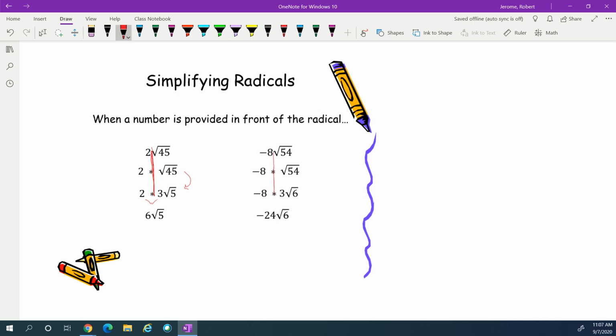We ignored the negative 8 for just a minute and simplified the square root of 54. So the square root of 54, and you can break this down however you want. That's a 9 times a 6, which is 3 times 3, and the 6 is 3 times 2. That gives me 3 on the outside, and on the inside, the 3 and the 2 have to stay. So I'm going to multiply them back together, and that's how I'm getting the 3 square root 6. Now I'm going to take the two numbers that are on the outside, the negative 8 and the 3, and multiply them back together for a negative 24.